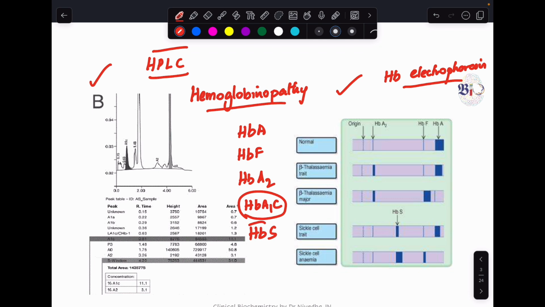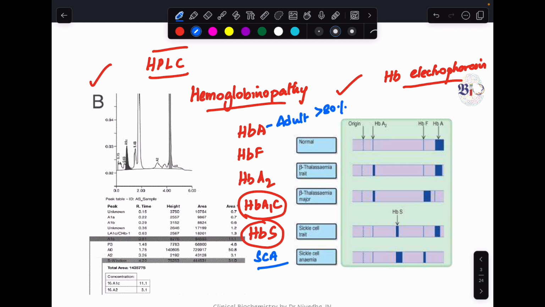So HbS, where do you find HbS? We always find it in sickle cell disease, whether sickle cell anemia or sickle cell trait. Only in sickle cell do we find HbS hemoglobin, whereas HbA is an adult hemoglobin. This is the normal hemoglobin that you find in an adult, and it should be more than 80%.